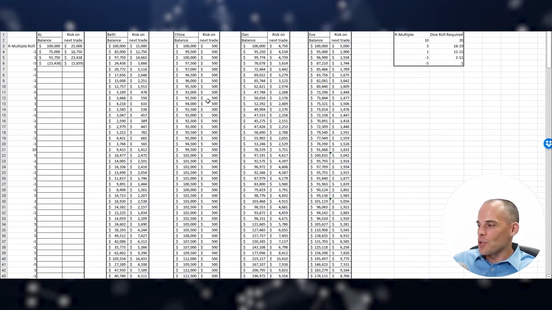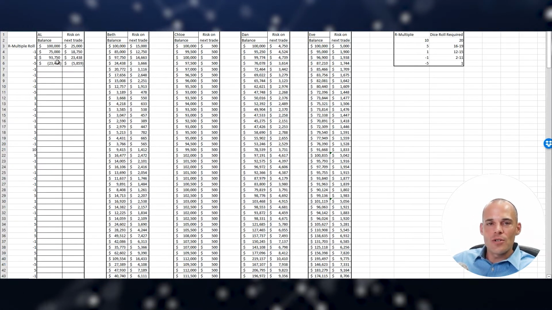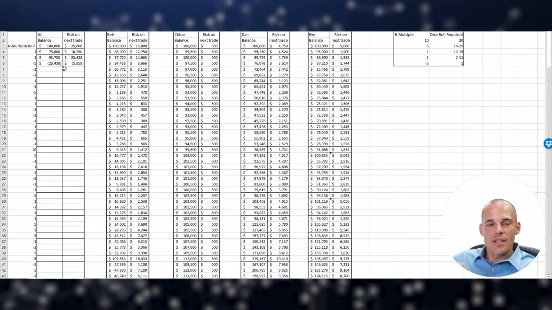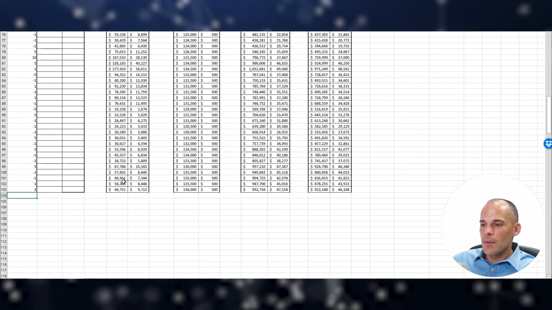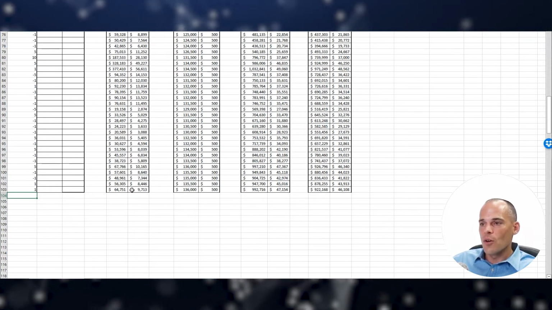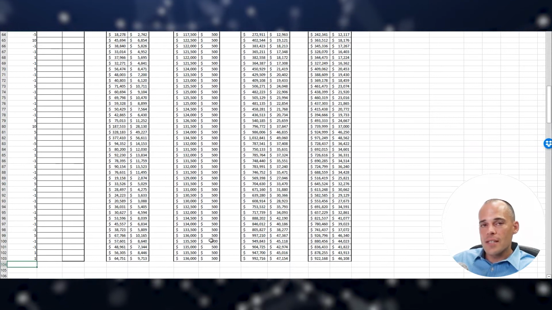Hopefully you guys are still with me on this. Okay, so here's how this works. Al went broke within the first 3 trades, obviously because his position size was gigantic. We'll talk about that in a second. Beth ended up at $64,000, so she was down overall. You have Chloe, who ended up with $136,000 even.